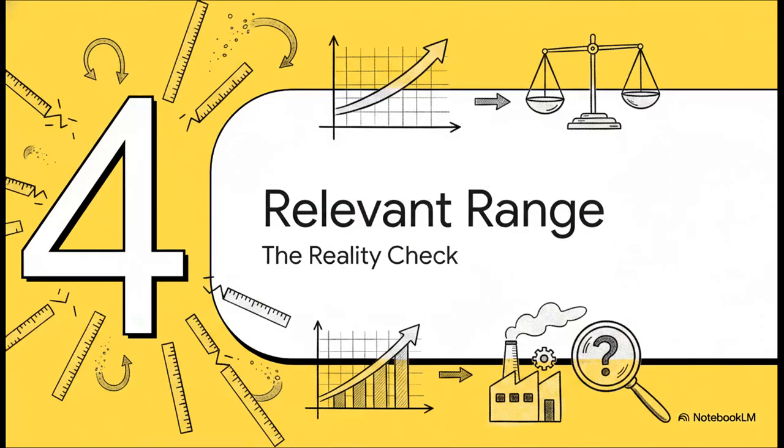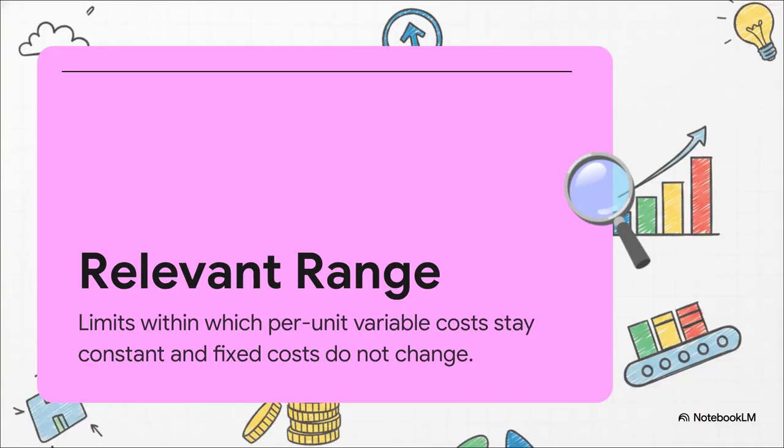Section 4, the relevant range reality. Because, let's be real, these rigid rules don't stretch out to infinity. The relevant range is your reality check. It's the specific band of normal operational capacity set by your current plant efficiency and supplier agreements.